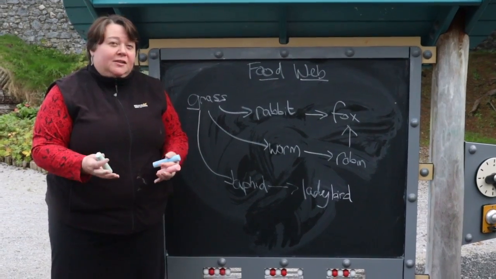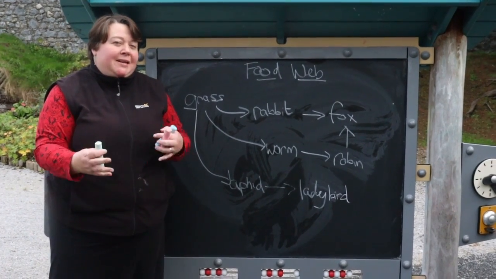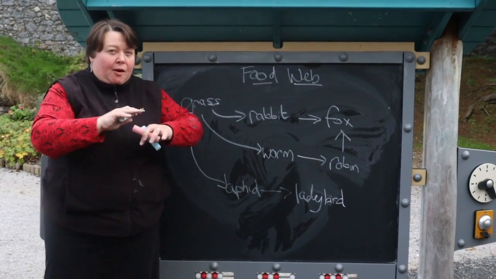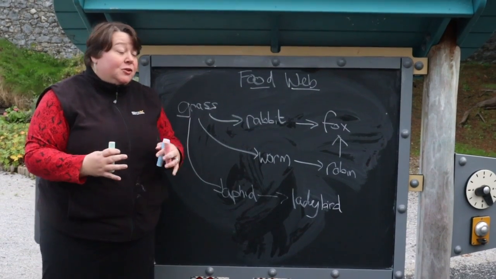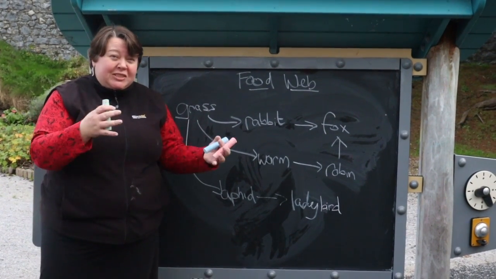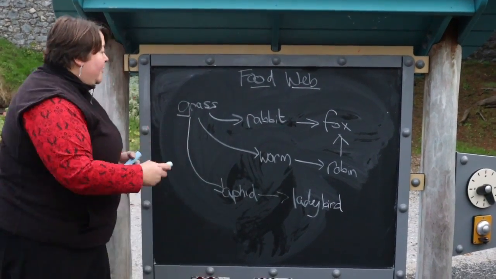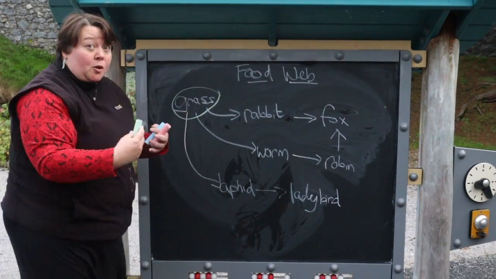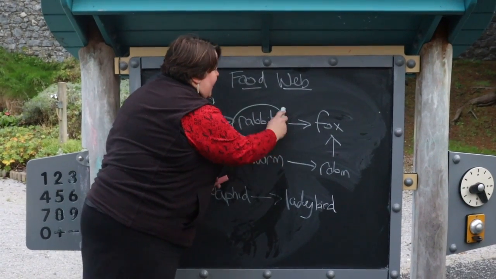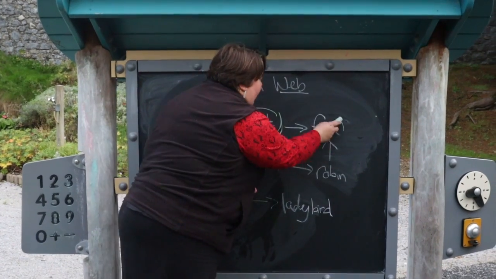So food chains show one set of relationships in a habitat between the different living things, but it's not representative of the whole habitat. To do that, we need to construct a food web, which is several chains together. So our original chain we looked at, we had our grass, which was eaten by our rabbit, who was then unfortunately eaten by a fox.